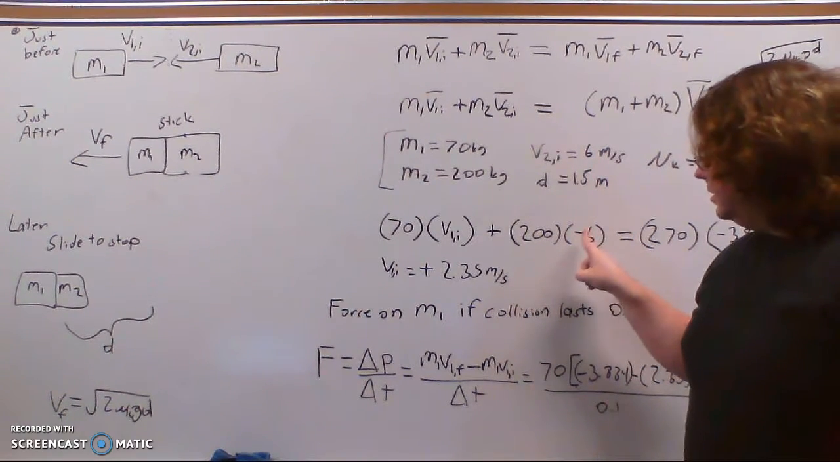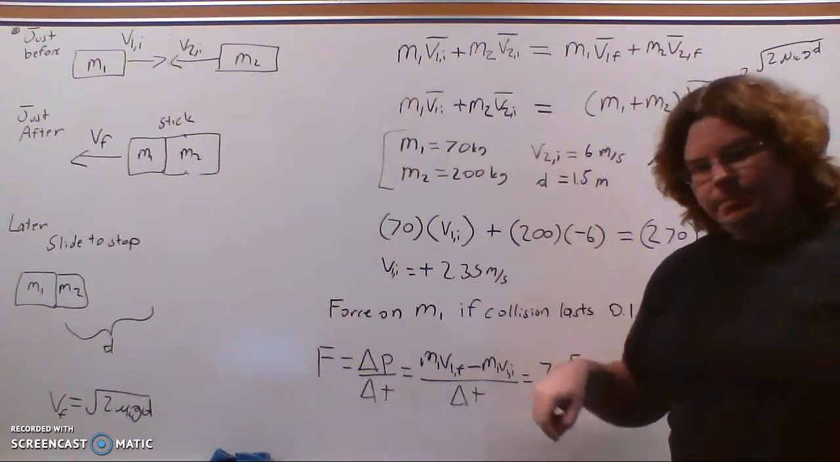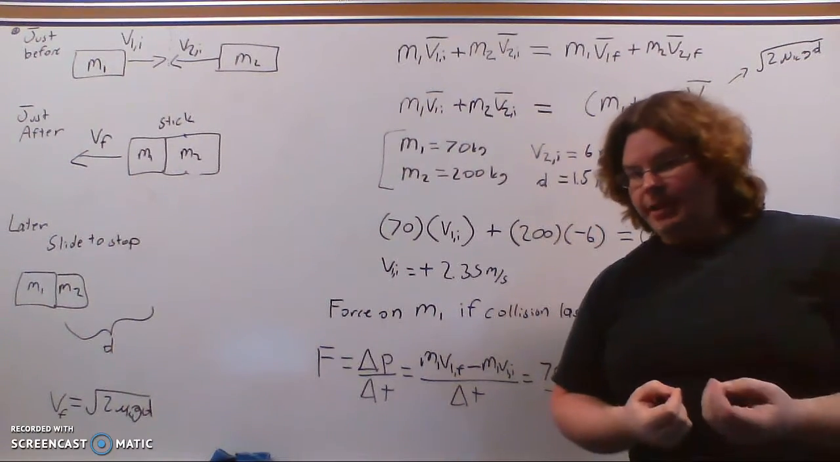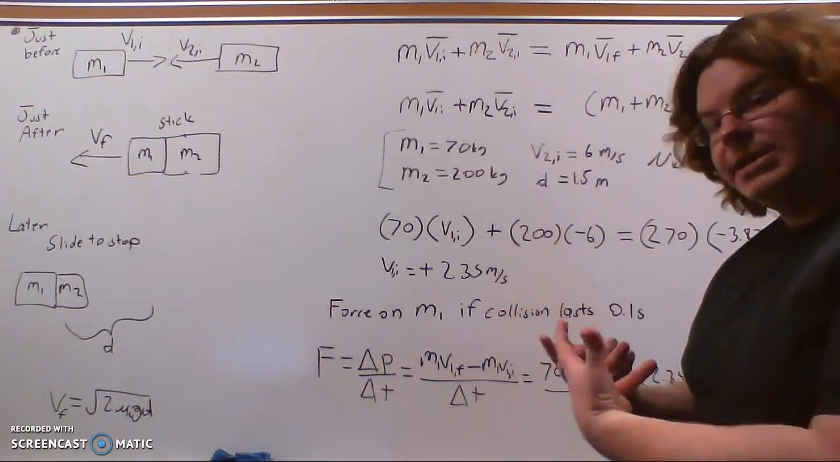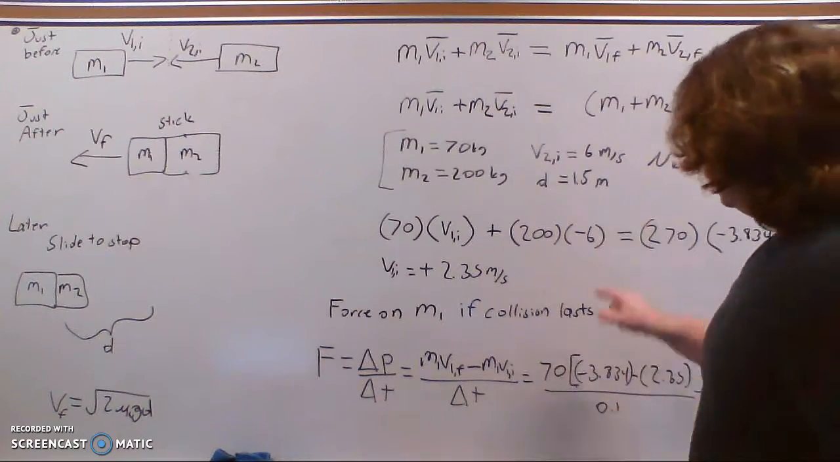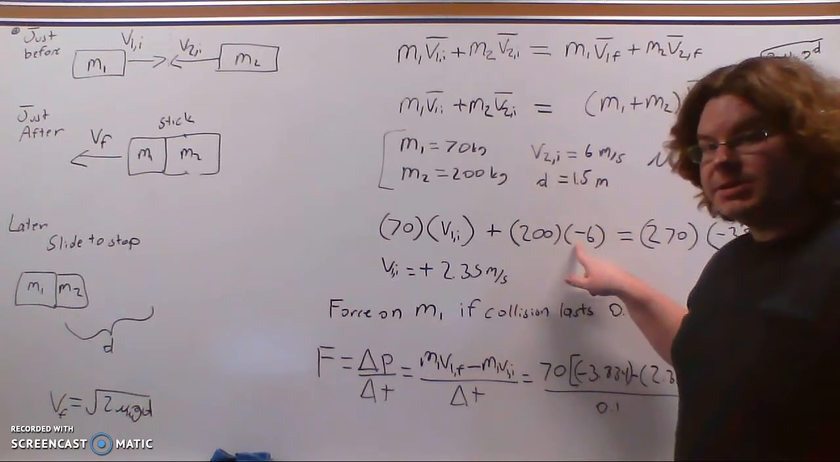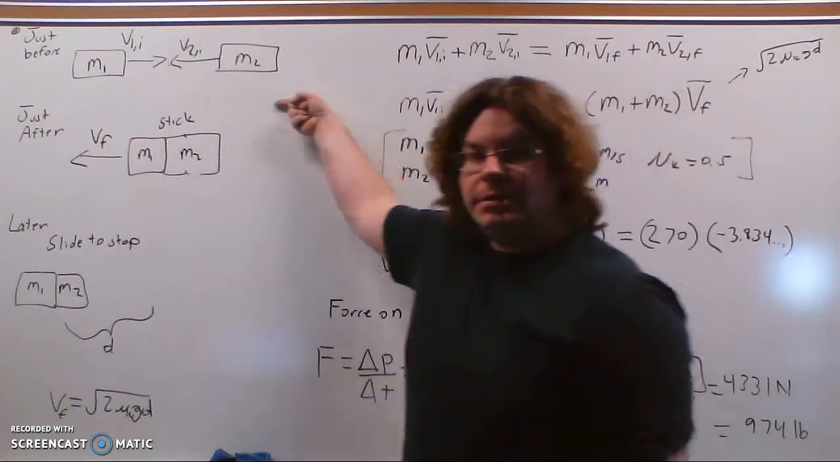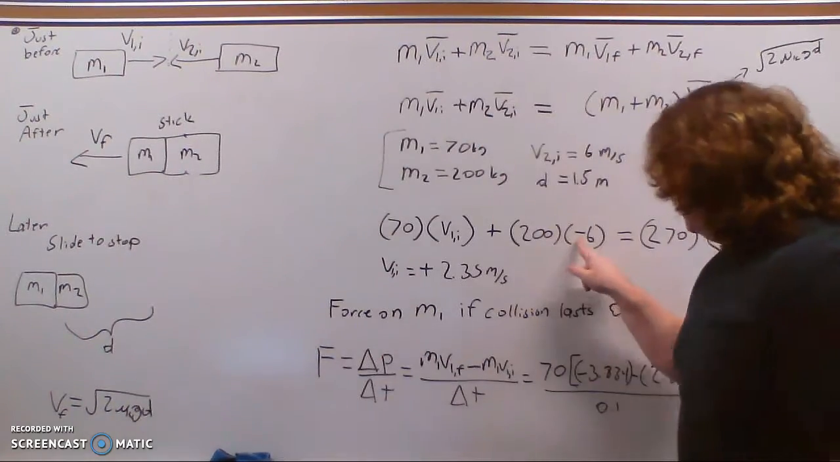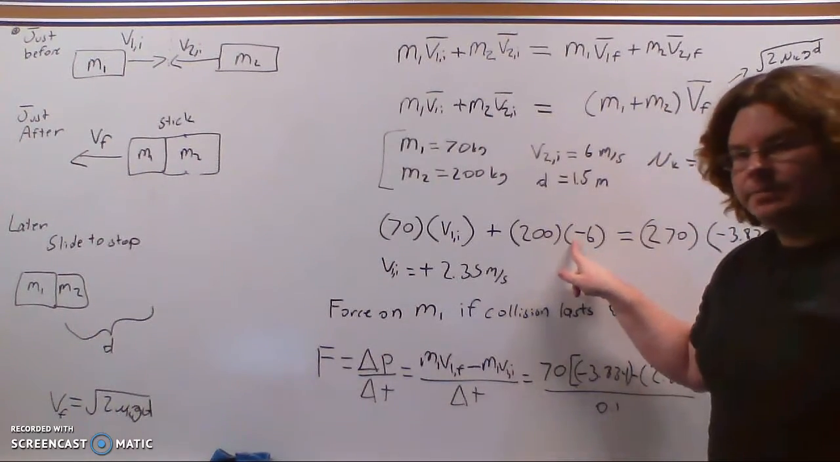Note that because momentum is a vector, direction matters. So if we take traveling to the right as being positive, then in order to talk about this person traveling 6 meters per second to the left, we have to put a negative here. So can't forget that negative.